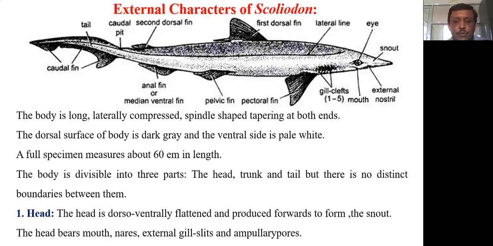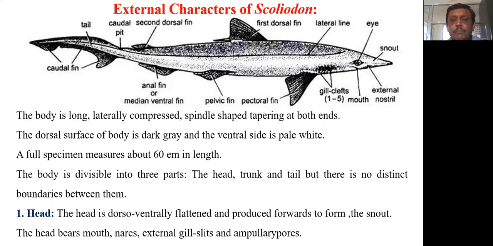Sorry, here I missed the eyes. So eyes are also present in the head region. So: mouth, eyes, nares, external gill slits and ampullary pores. Such five parts are present on the head region. Now let us describe each part one by one.